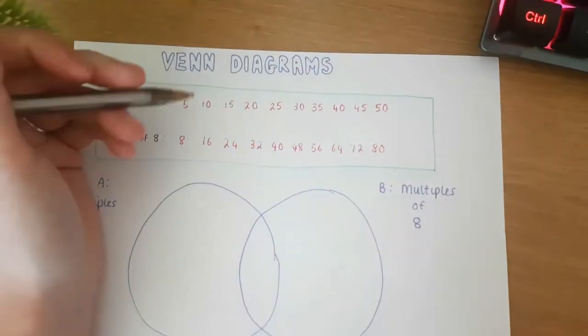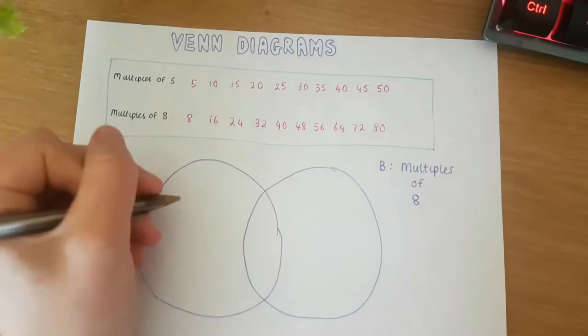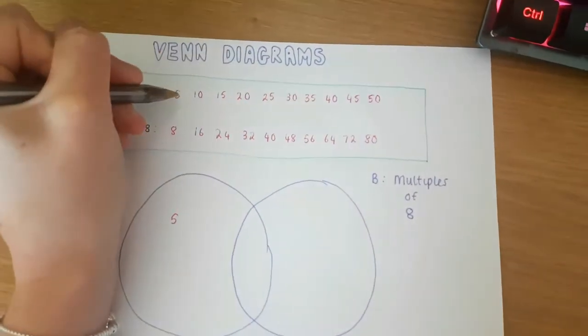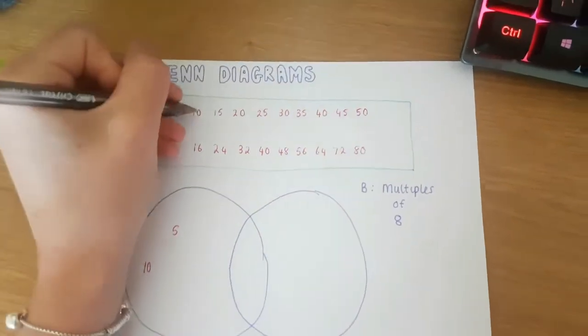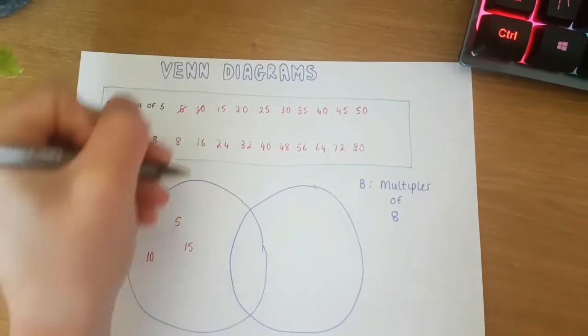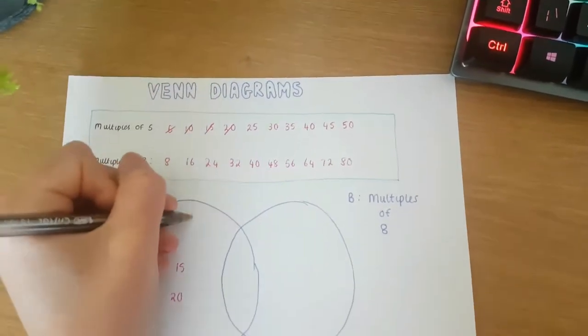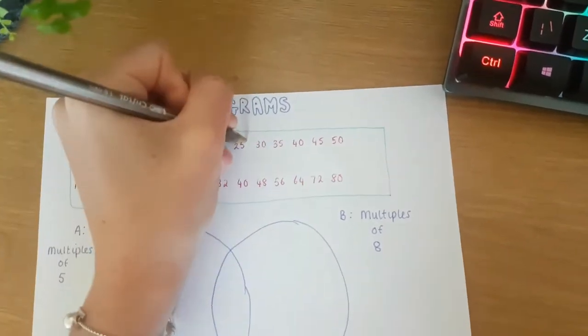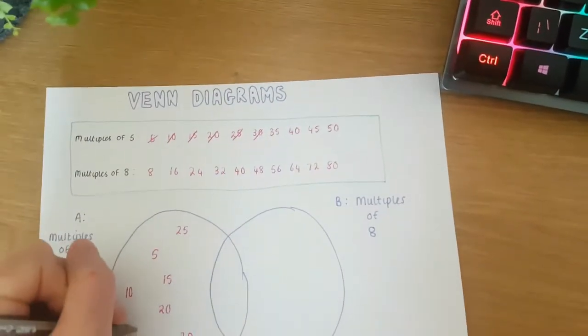Now we're going to start putting these into the Venn diagram by going through the numbers one at a time. First number we have is multiples of 5, so I'm going to put my 5 in there. It's good practice to cross these off as we go along to check that we're not overdoing these. So we have 10, 15, 20, 25, 30, 35.